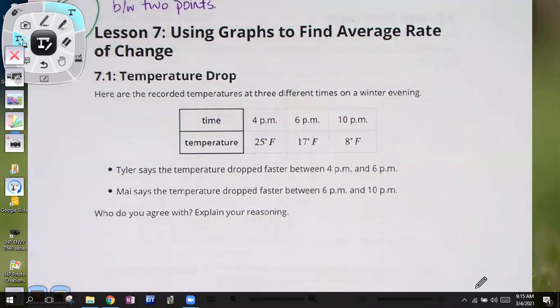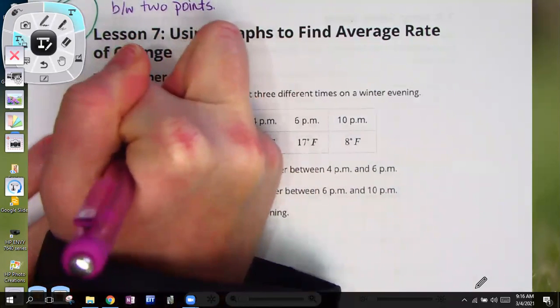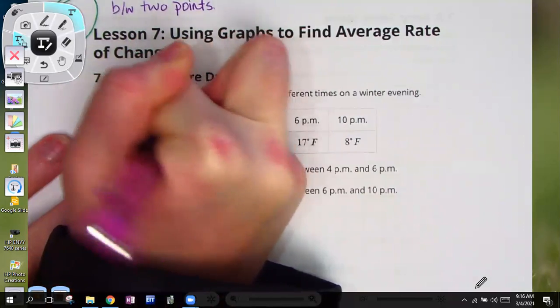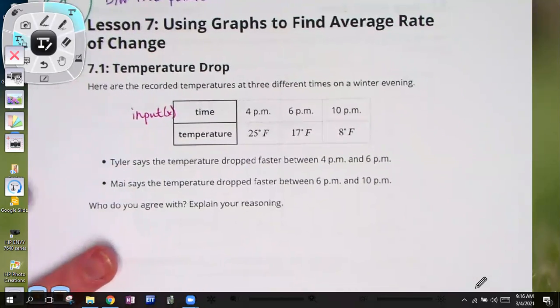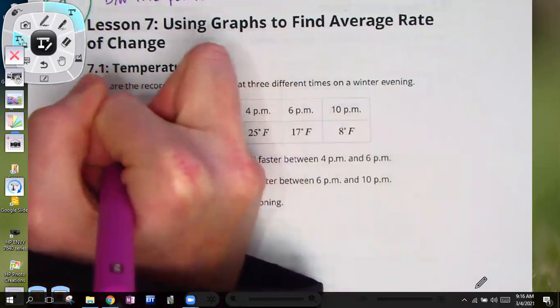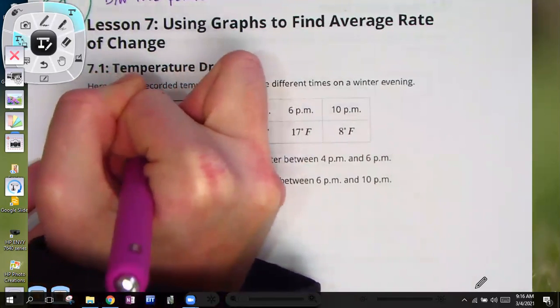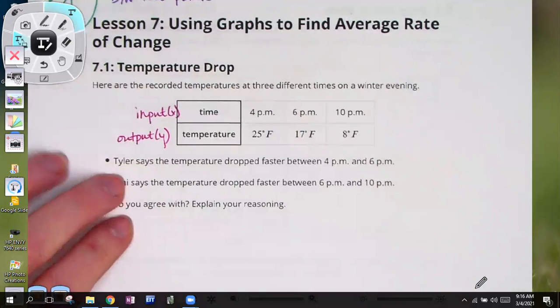7.1, we have a temperature drop. Here are the recorded temperatures at 3 different times on a winter evening. So right here we have our input, or our X values, as the time. Okay, and then we have our outputs as the temperature.